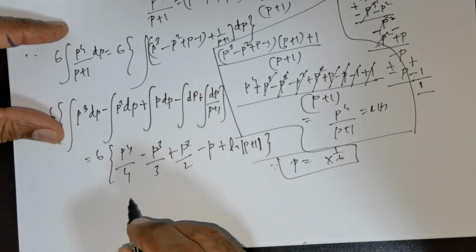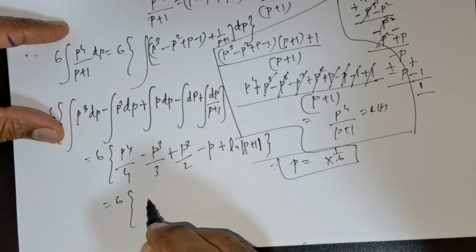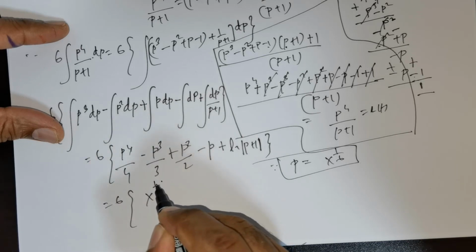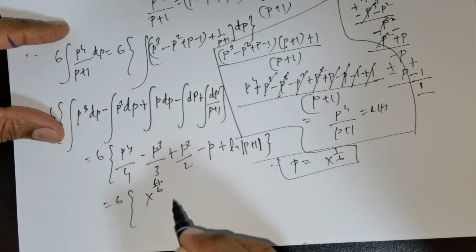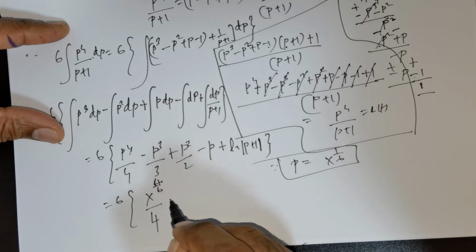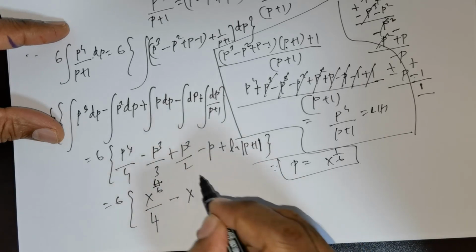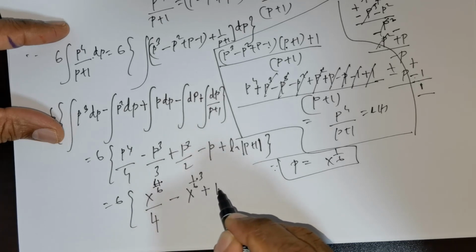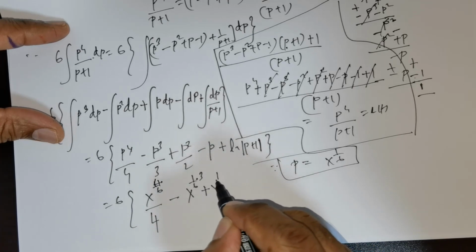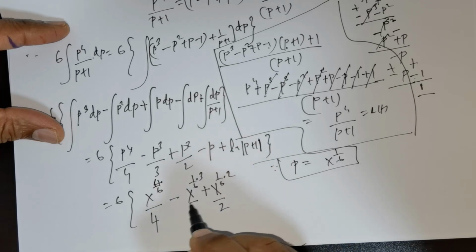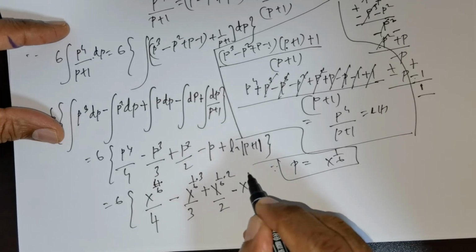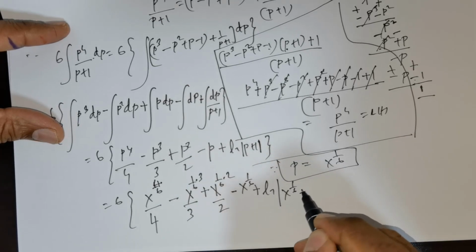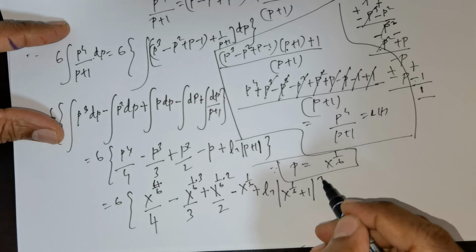Substitute that. So this is equal to 6 times x raised to the power of 1 over 6 raised to the power of 4. So I can simply place 4 there, divided by 4, negative x raised to the power of 1 over 6 times 3, positive x raised to the power of 1 over 6 times 2 divided by 2, negative x raised to the power of 1 over 6, positive ln of x raised to the power of 1 over 6 plus 1. You got to place the modulus sign.